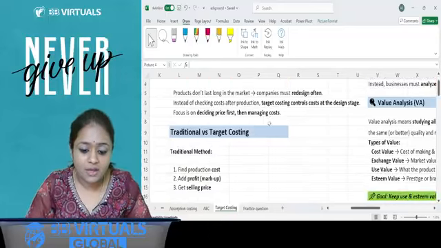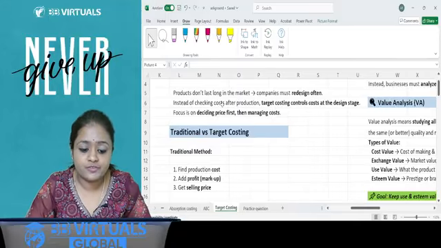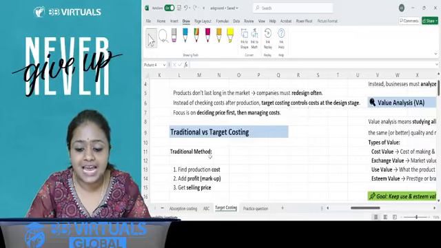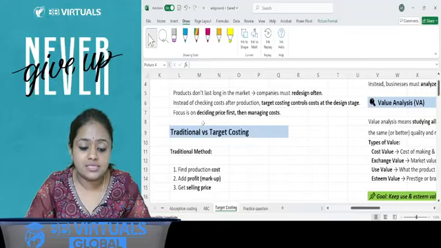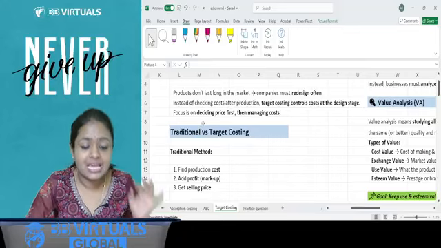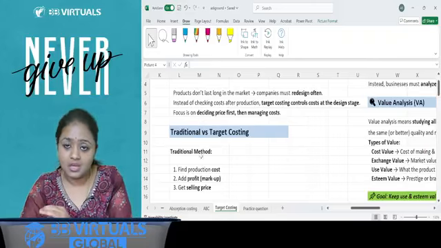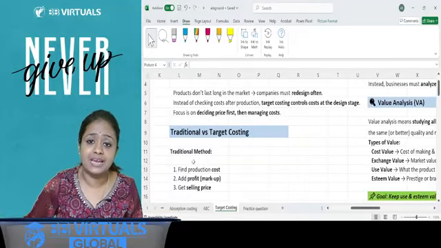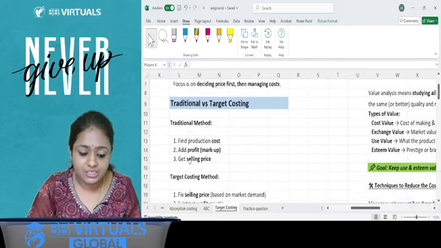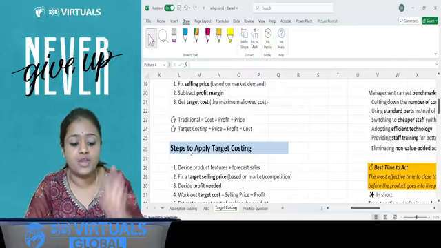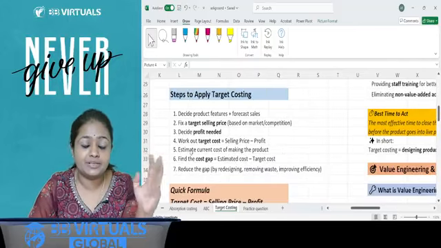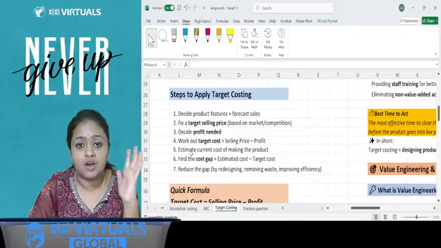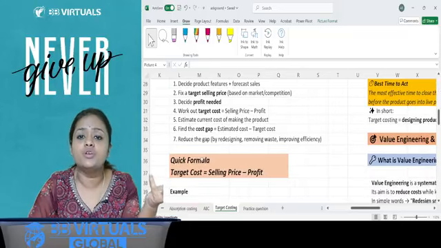Okay, so now remember always that instead of checking cost after production, target cost control starts at the design stage only. Focus is on deciding the price first, then managing the cost. Okay, focus is not on directly managing the cost, but focus is on deciding the pricing first. Traditional method, target cost, now we know absolutely clearly about it. But one thing which is your focus area, you have to reduce the cost gap. Okay, how would you reduce it?